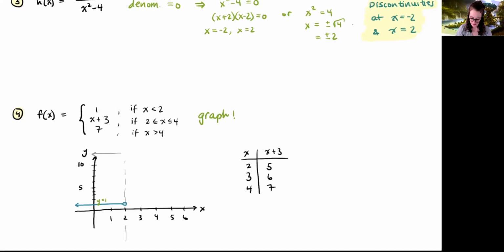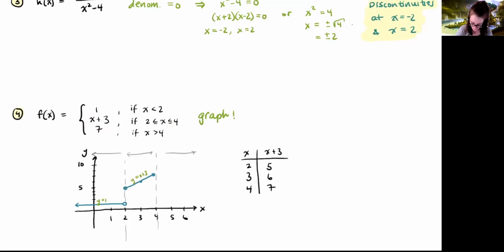All right, so (2, 5) is going to be on our graph, and we're going to fill that circle in here, because when x equals 2, we're up at this line. (3, 6) is somewhere about here, and (4, 7) is somewhere about here. And here is that point. Again, this is filled in because when x equals 4, we are still on the line y equals x plus 3. So I'm just going to label that part. Okay, so this one's happening between 2 and 4.